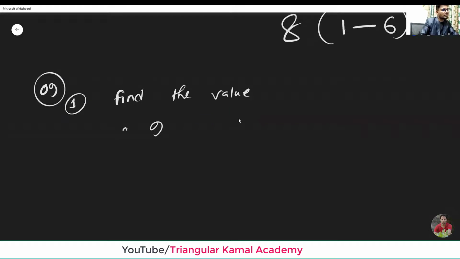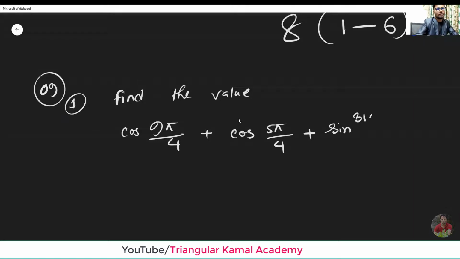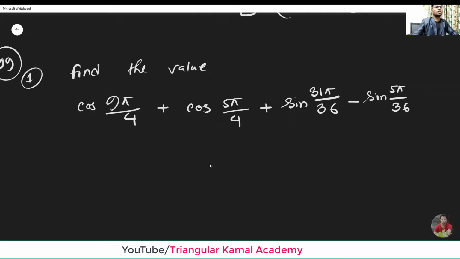Cos 9 pi divided by 4 plus cos 5 pi divided by 4 plus sine 31 pi divided by 36, sorry, this is minus sine 5 pi divided by 36. Okay, now this is the question and our requirement is to find the value.